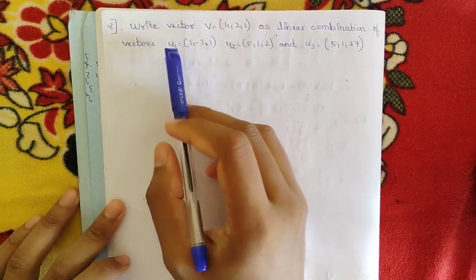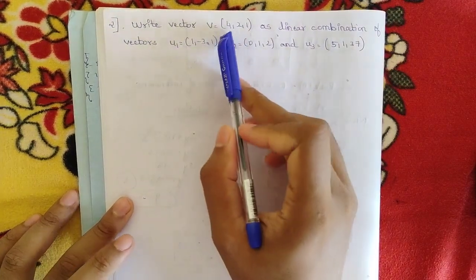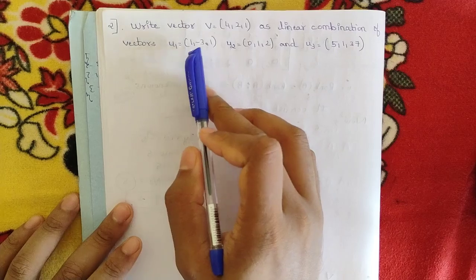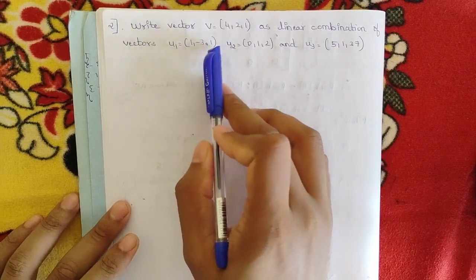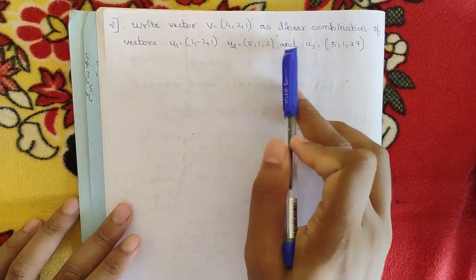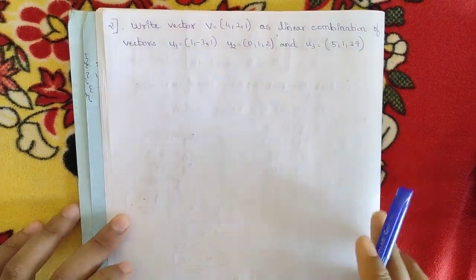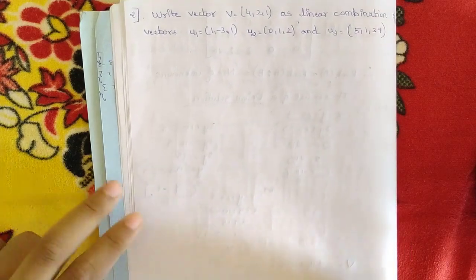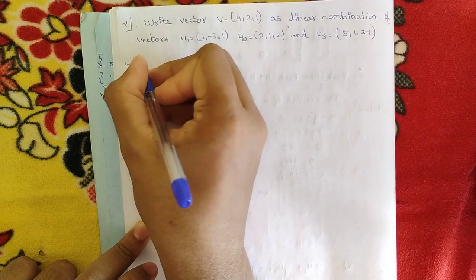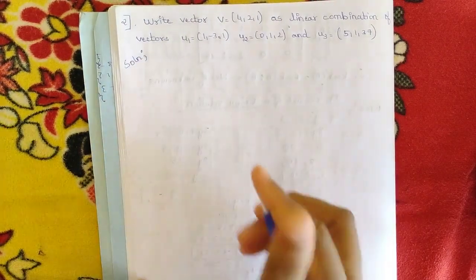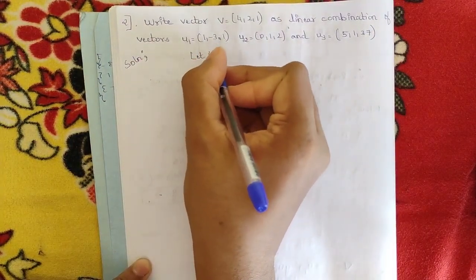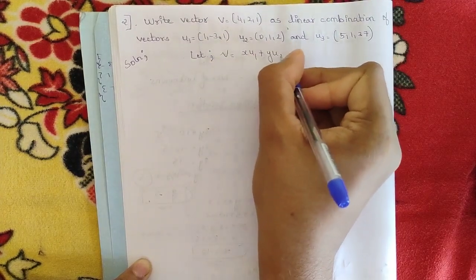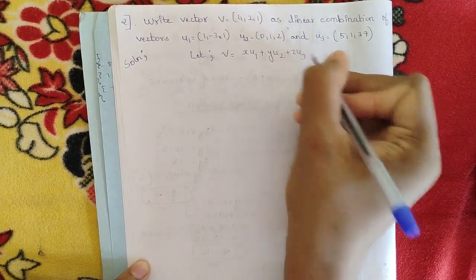So this is the next problem. Write vector v (4, 2, 1) as a linear combination of the vectors u1, that is (1, minus 3, 1), u2 is (0, 1, 2), and u3 is (5, 1, 37). Let us see how we could write this as a linear combination. In the same way we solved the previous problem, we are going to solve this as well. Let v be equal to x u1 plus y u2 plus z u3.